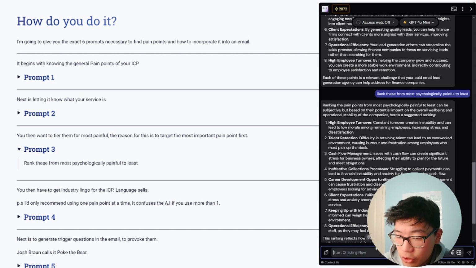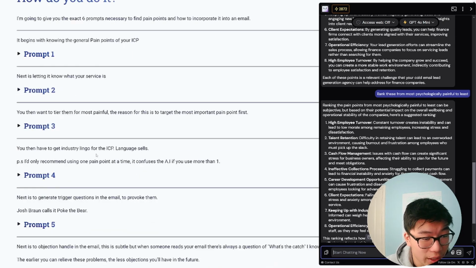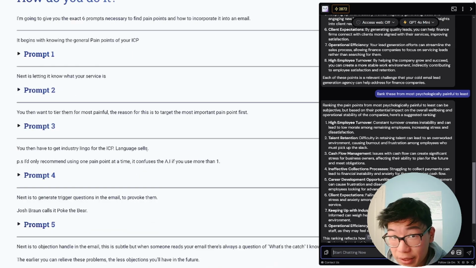Again, this is usually better when you have a much better example and they give you 3 or 4 pain points that are actually viable for everybody, and then you rank them specifically for that. And then you have to get the industry lingo for the ICP, the language as well.